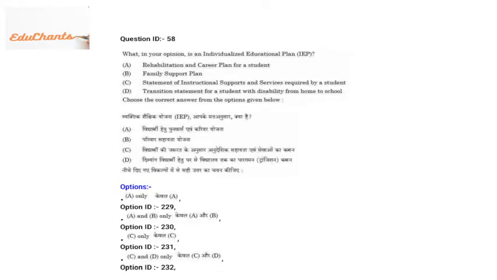Next question. What is, in your opinion, an individualized education plan? Now, what is individualized education plan? You have already studied about individual difference. Every individual is unique in their own way. So you have to focus on every individual, their needs, their abilities. So accordingly we have to teach. That is what we call as individualized educational plan. Okay. So what is it? Actually, what is it? Okay.